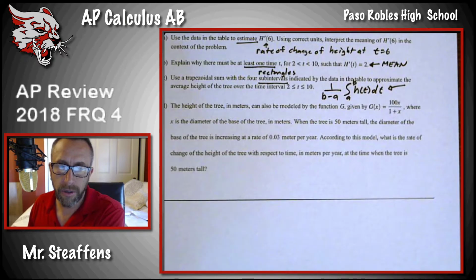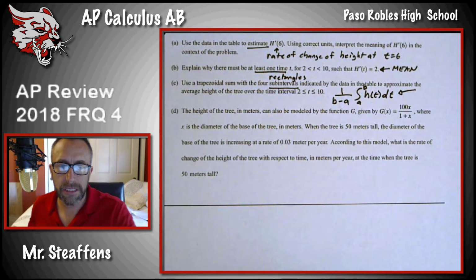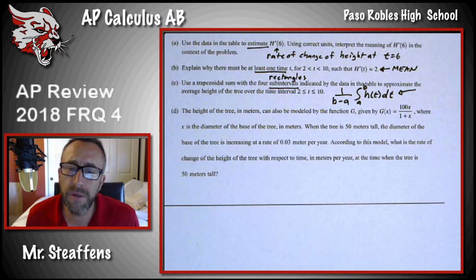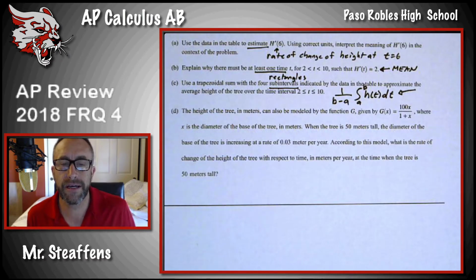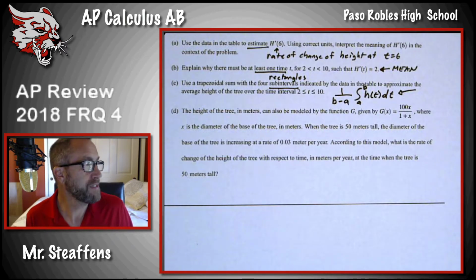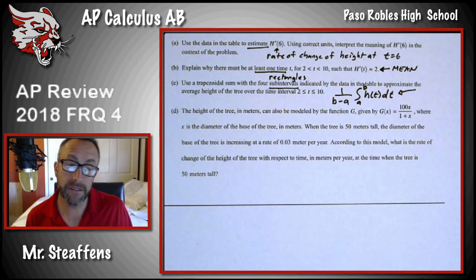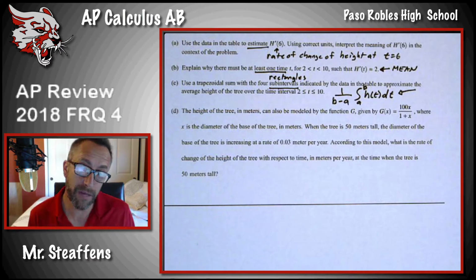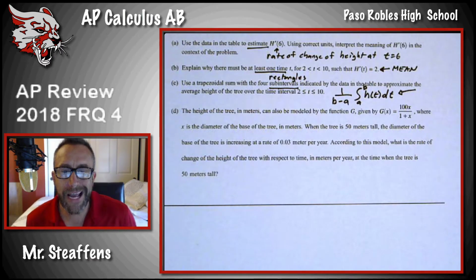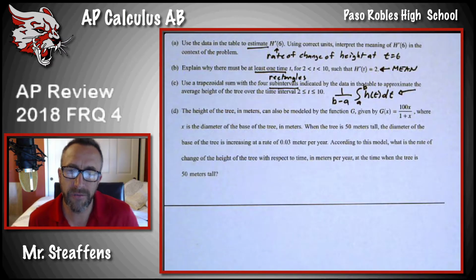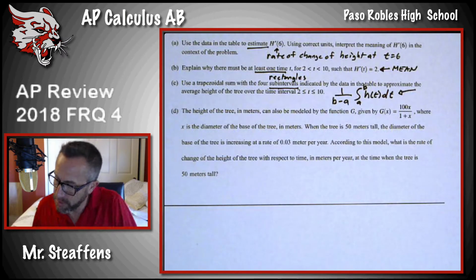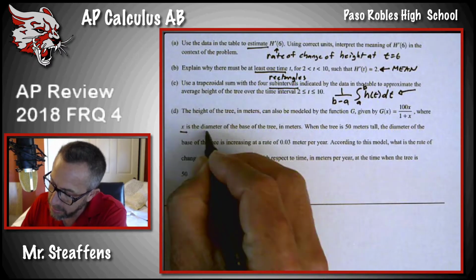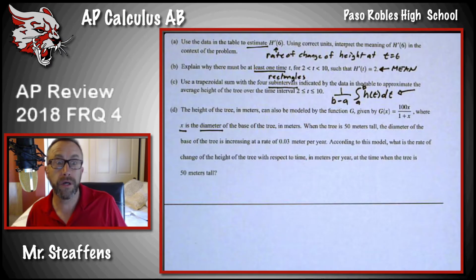Here we go. Part D. Oh, goodness. The height of the tree in meters can also be modeled by the following equation. All right, so this is another way to model the height of the tree. So this is not the table information. This is the formula information. So I'm going to have to deal with the formula as opposed to a table. X is the diameter of the base of the tree. Okay, so this is going to compare the base of the tree, right? X is the diameter.